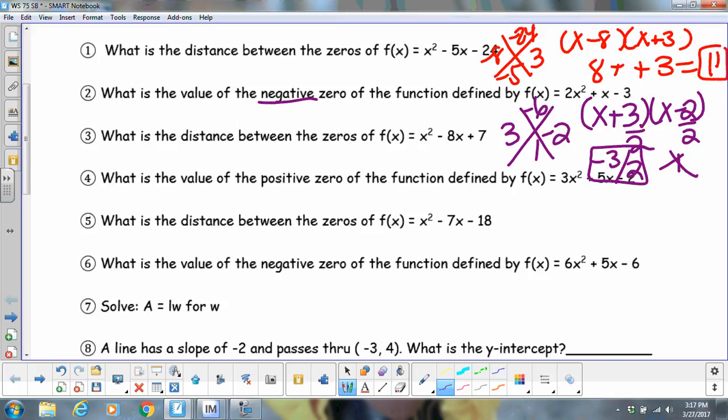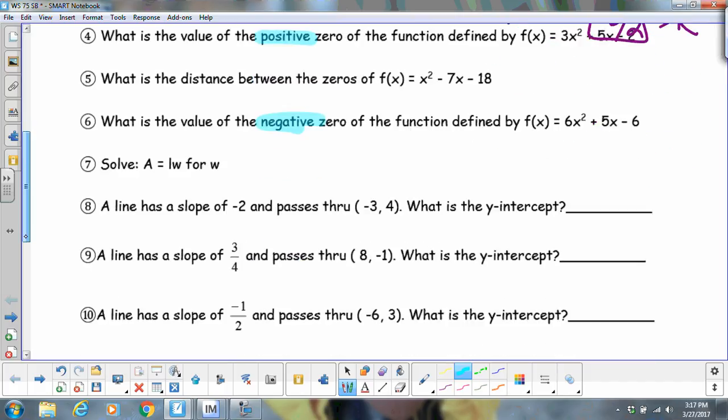Number 5 is just like number 1. Okay, number 4 asks for the positive one, so it's just like number 2, except you're looking for positive here, and then again in number 6 you're looking for negative. Okay, number 7 is asking you to solve here, so we're going to solve for W by saying we're going to divide by L. So W is just going to equal A divided by L.